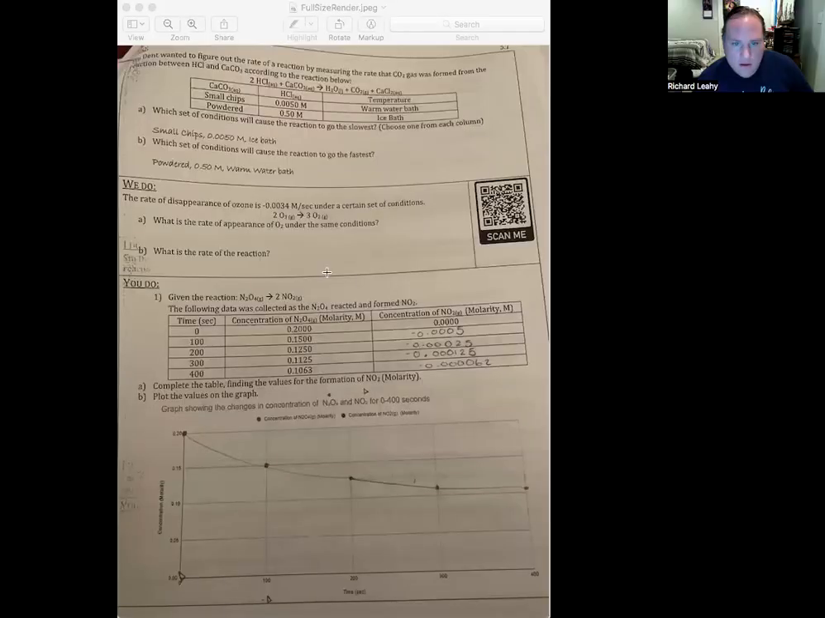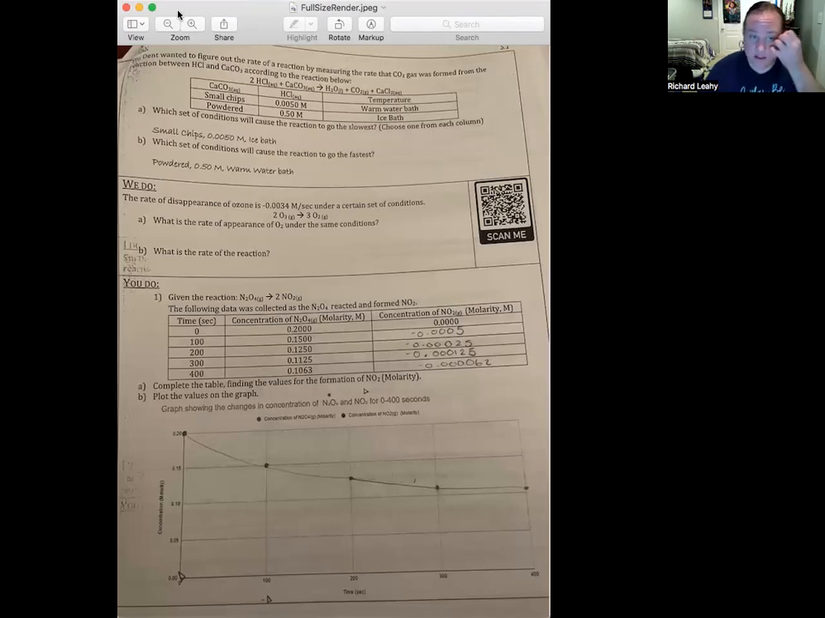Okay, share that one. All right, just really quickly, what's going on with this? They want to know at the top what conditions will cause the reaction to go the slowest.